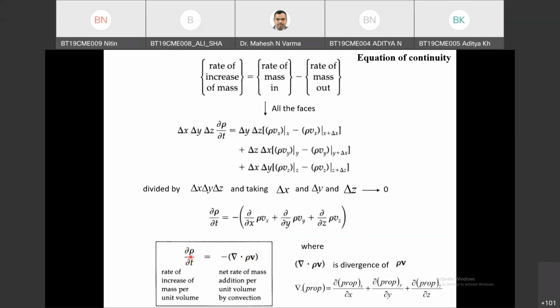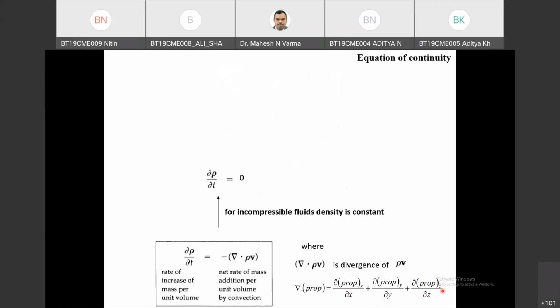So dou rho by dou t will be equal to minus del dot rho V, where del dot rho V is the divergence of rho into V. Where divergence of a property equals dou by dou x of x property, dou by dou y of y property, plus dou by dou z of z property. This is the equation.